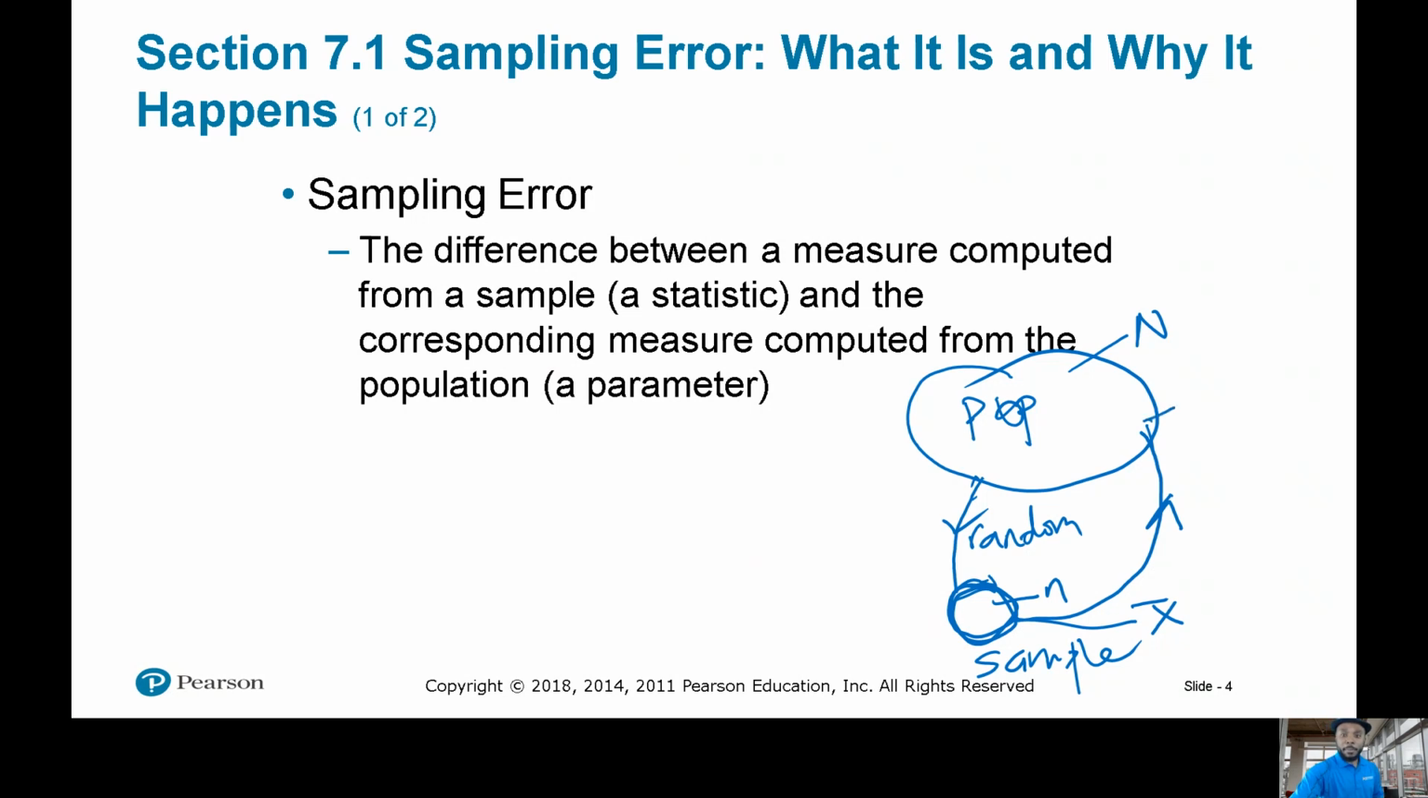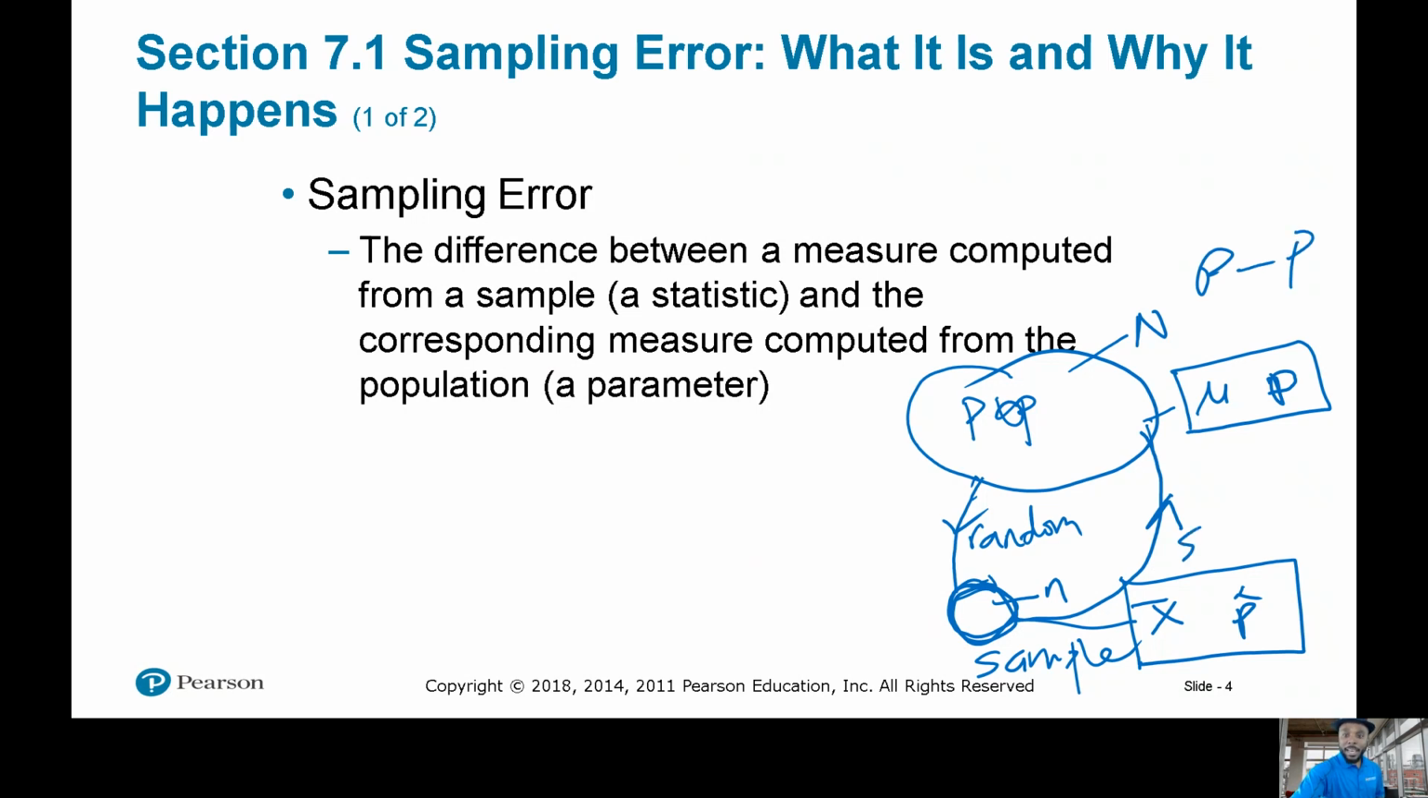Now, for our population parameters, we have mu, which is the population mean. If we're looking at proportions, our sample proportion is denoted p hat, and our population proportion is denoted p. So these are the parameters of our population, and these are the statistics of our sample. So remember, P to P, population parameter, S to S, sample statistic. I think that's a good way to remember these things.